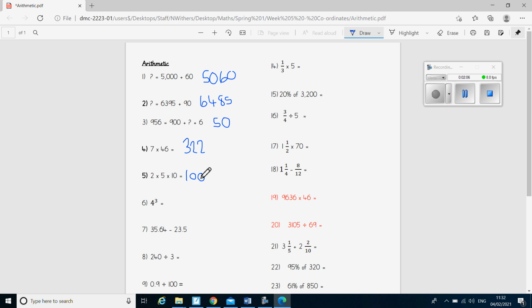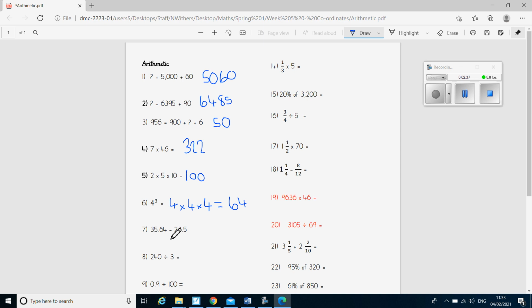Question 6, we've got 4 cubed. I'm hoping we've got this one right today because we've been doing this all week this week. So remember, 4 cubed means 4 times 4 times 4. Okay, so first of all we do 4 times 4, which is 16, and then we need to do 16 times 4. You might have done that part in your head, or you might have needed to write it out as a short multiplication. Either is fine, and hopefully you got the answer 64.